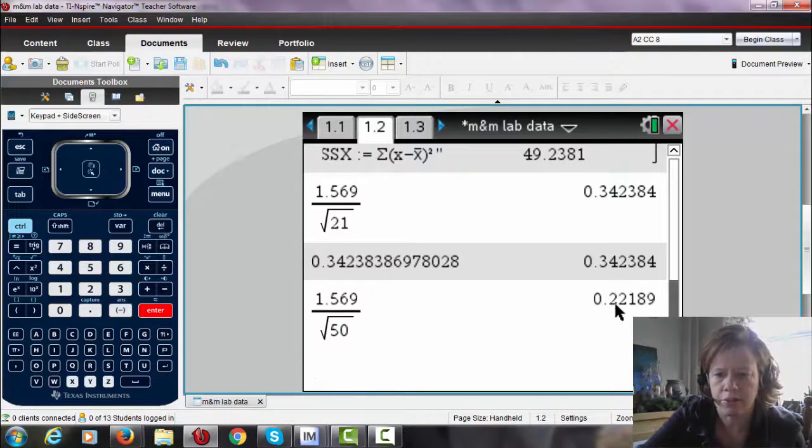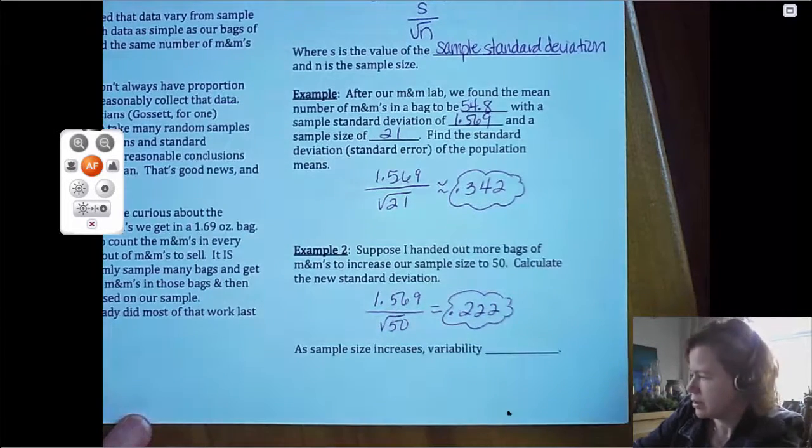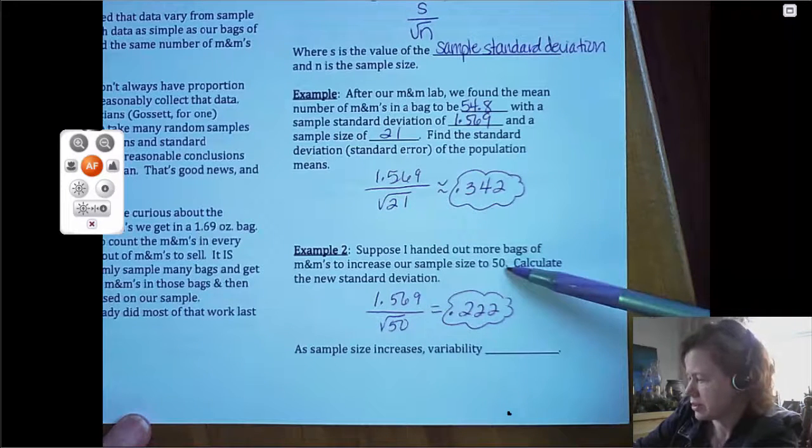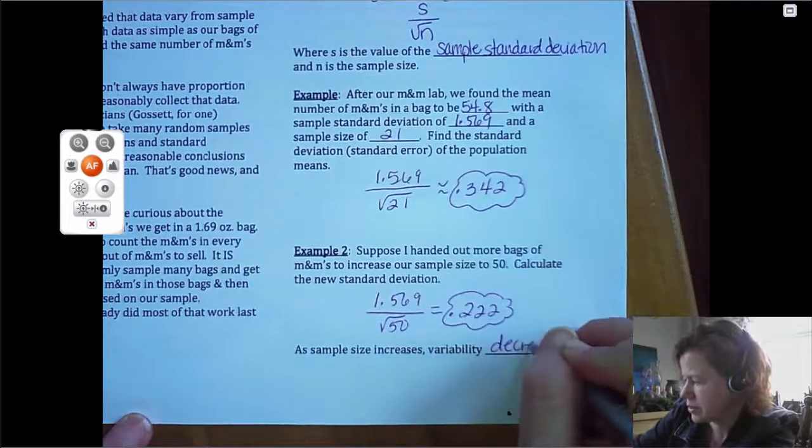Changes that to 0.2218 or 0.222. So once again, we should not be surprised that as my sample size increased, the variability, the standard error, decreased. We've been seeing that all along.